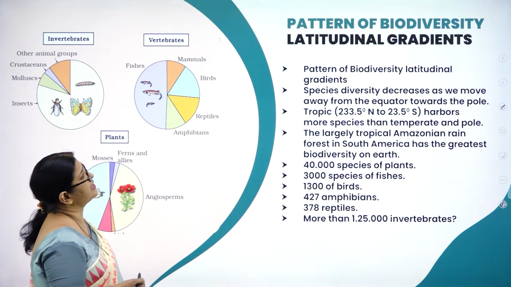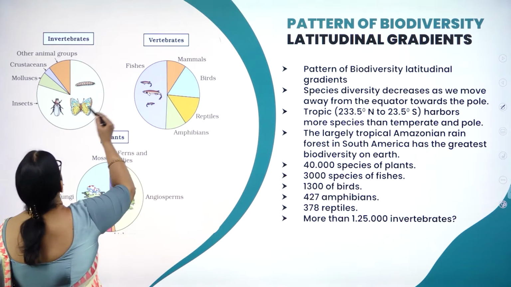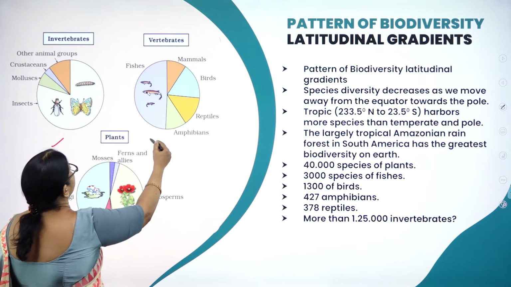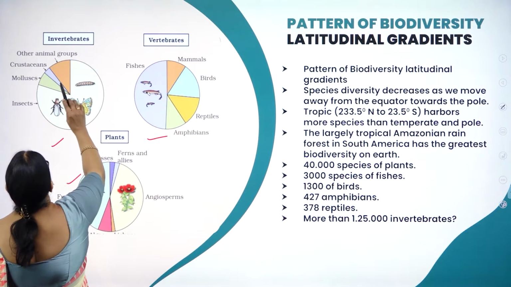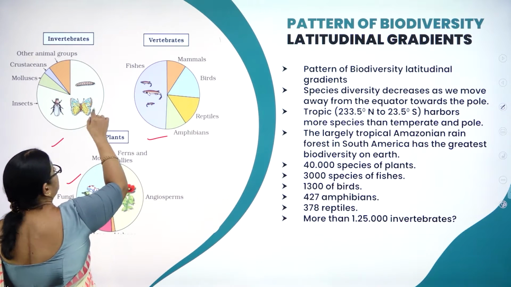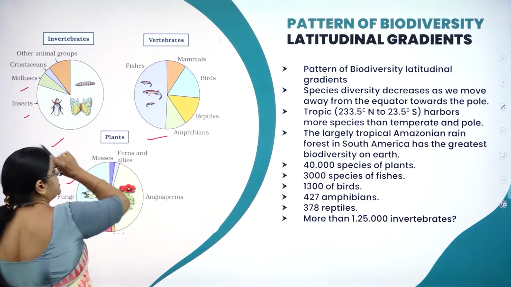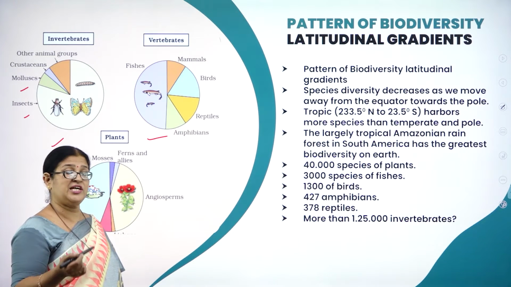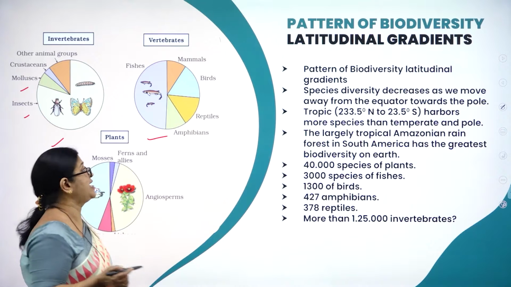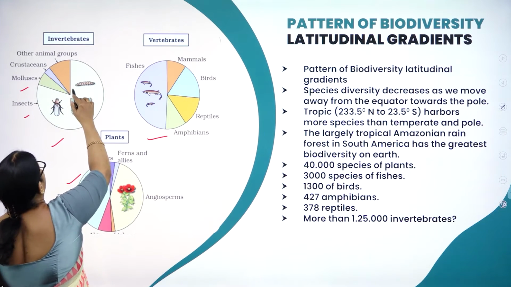Now, let us understand the pattern of biodiversity, that is the latitudinal gradient. Here you can see the picture of invertebrates, vertebrates, and plants. Here you can imagine, the maximum number of animals are insects. Next comes the second largest phylum, Mollusca. Soft-bodied animals or shelled animals constitute the second largest. And then next come crustaceans. Then all the other animal species here.